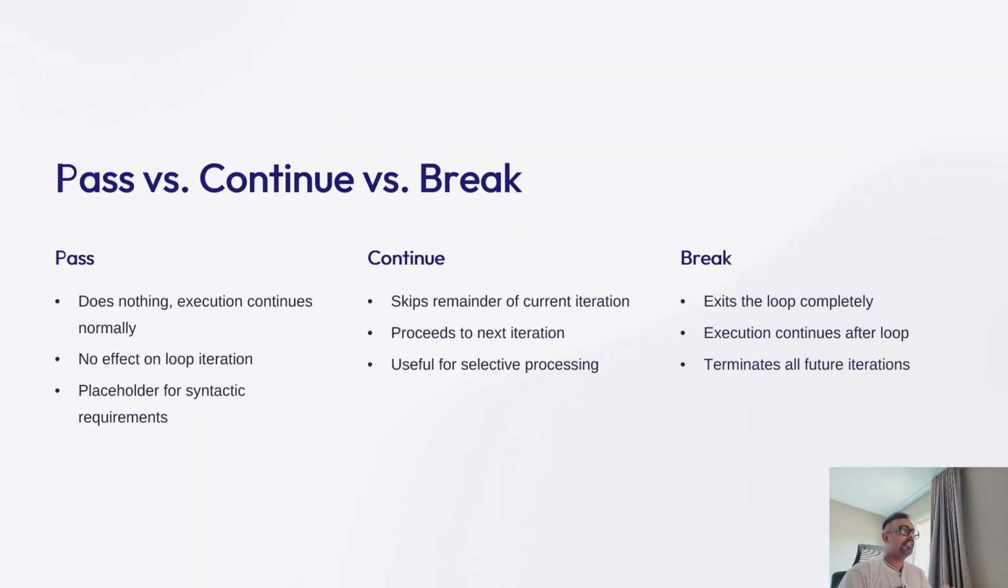Let's now talk about the difference between pass, continue, and break. Understanding the differences between them is essential for controlling flow in your programs, when to use it and when not. The pass statement is essentially a no-operation placeholder. It does nothing and has no effect on loop behavior. Execution simply continues to the next statement, as we saw, including any code after the pass, but still within the loop.